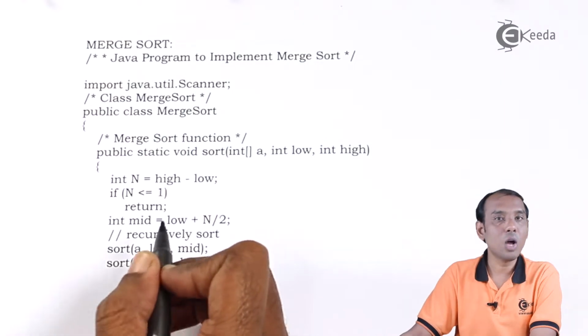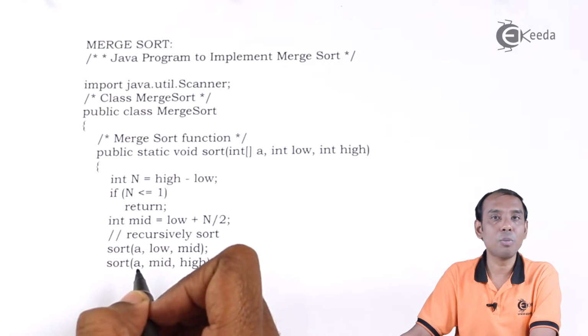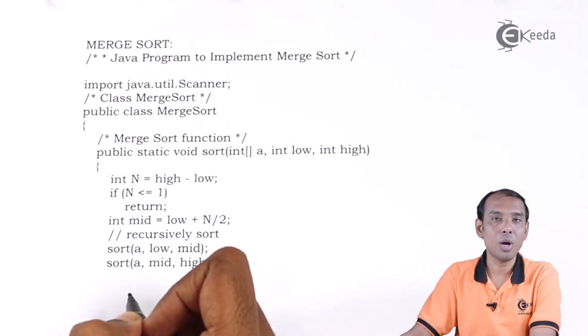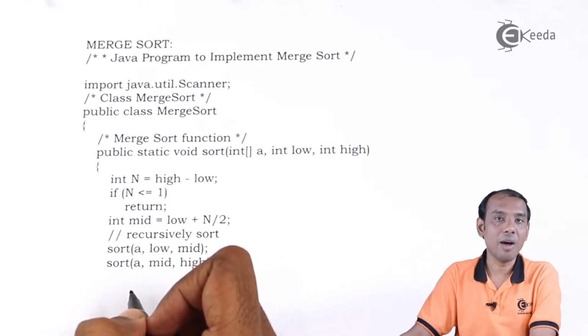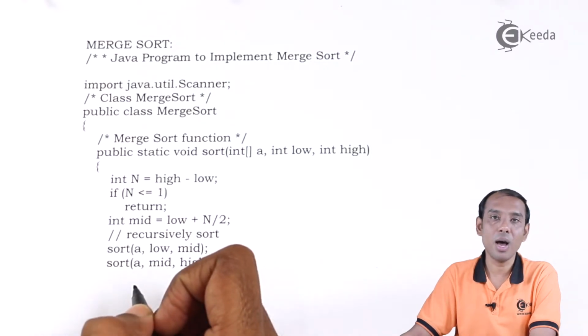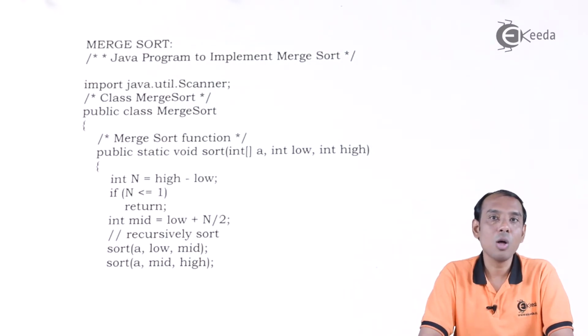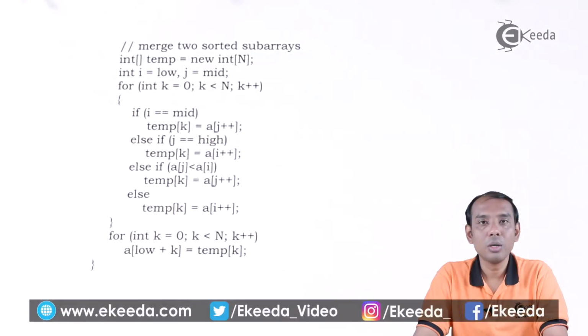Once we are done, we are going to recursively sort the array using the function sort, in which we are going to pass the parameters a, comma, low, and then mid. And after that, we are going to sort it using sort a, comma, mid, comma, high. So in case of merge sort, we are going to sort it recursively till we get every value at its proper position. Now we are going to look at merging two sorted sub-arrays.